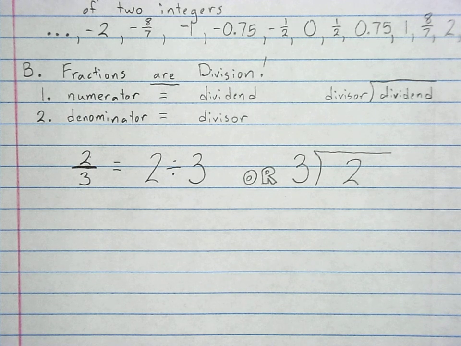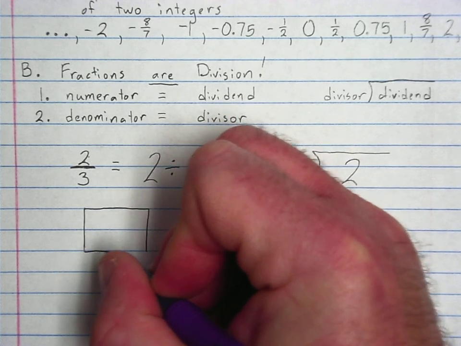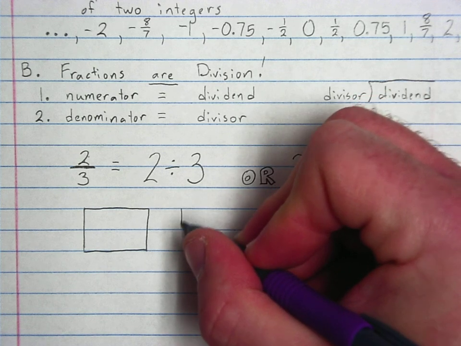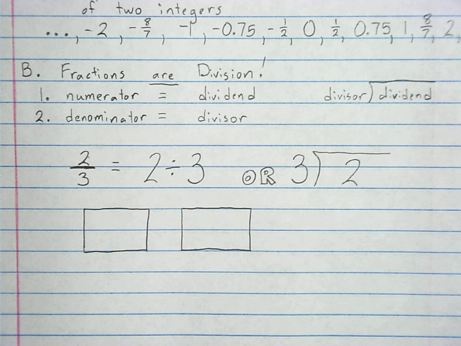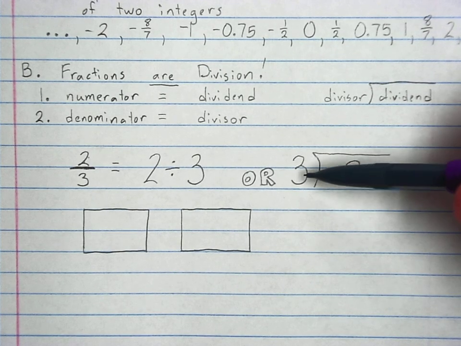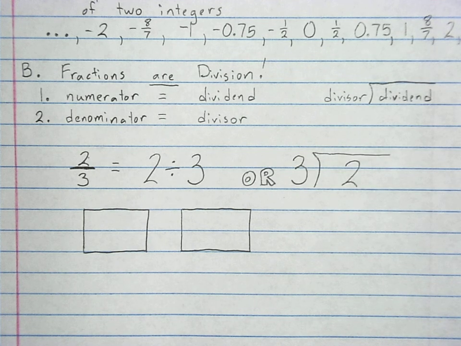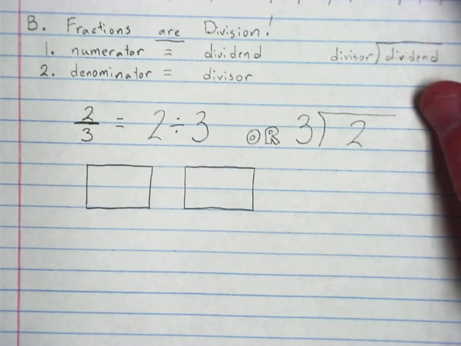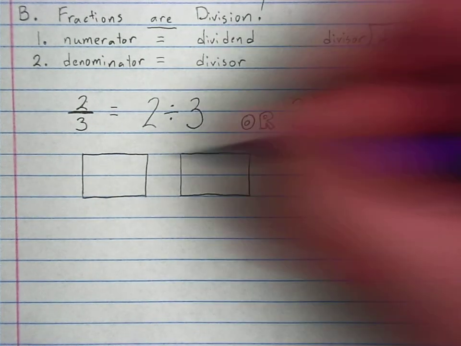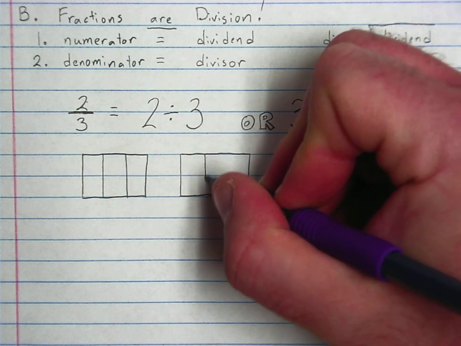Let me show you this a different way. Go ahead and draw. Here's 1. Two wholes. Okay, 2 wholes, divided by 3. We're dividing up into 3 parts. Now, if I've only got 2 boxes, how are we going to do that? We have to break them up. I'll split this into 3. The divisor tells me that. I'll split this into 3.